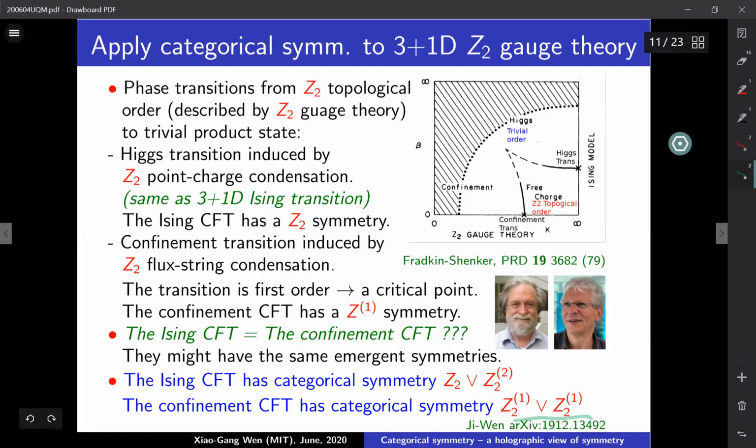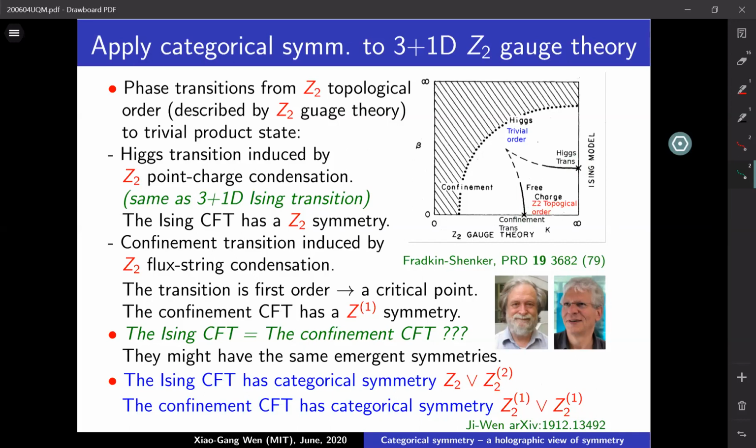And they really carry different categorical symmetry. And in particular, to use AdS/CFT to capture this confinement transition, we should have a Z2 times Z2-2 gauge theory in the AdS bulk. That seems to be the right AdS.